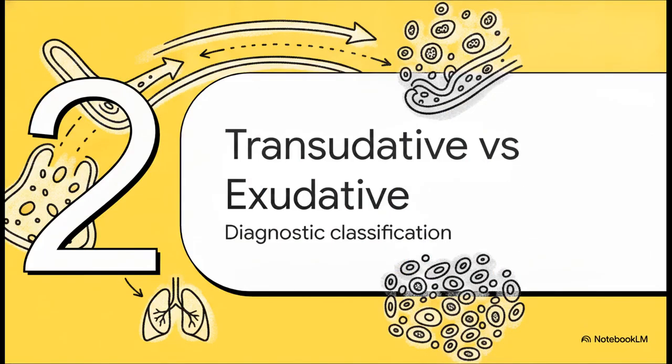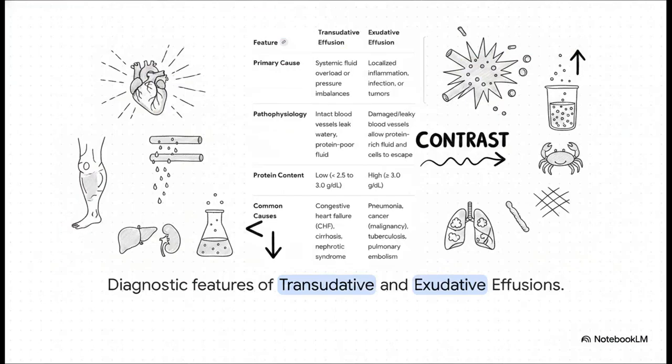Section 2. Transudative versus exudative effusions. Okay, let's dive into this. That systemic versus local distinction gives us our ultimate bedside cheat sheet, and it's the key physiologic differentiator that defines our entire approach. Check out the pathophysiological differences here. In a transudative effusion, we're dealing with a systemic fluid overload. The blood vessels are actually completely intact, but they're leaking a watery, protein-poor fluid purely due to pressure. That is why the protein content is low, typically less than 2.5 to 3.0 grams per deciliter. You're going to see this in conditions like congestive heart failure, cirrhosis, or nephrotic syndrome.